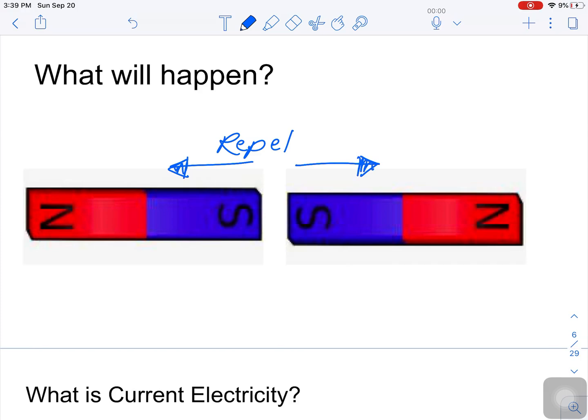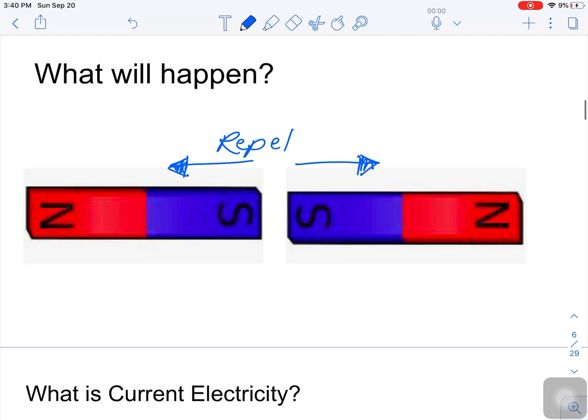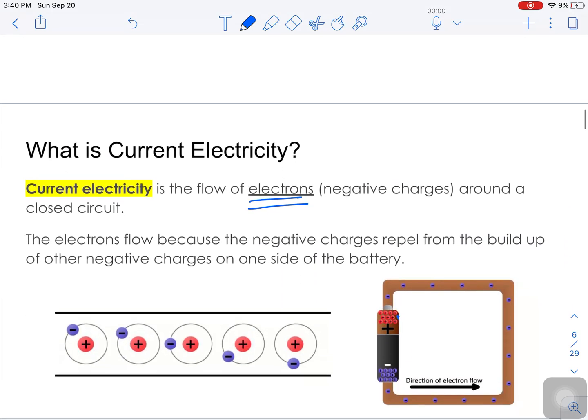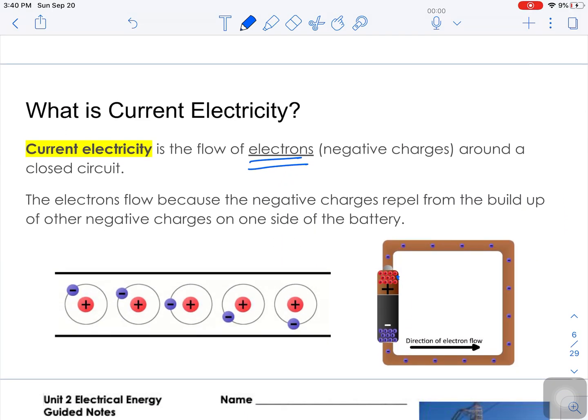And the same idea that we use when I'm playing with magnets, knowing that there are forces that are attracted to each other and forces that repel each other, that's what causes electricity to move through pathways. Now, when electricity actually moves, we call this current electricity. I bet you've heard of static electricity too. Static electricity is when we build up these electrons, but they just stay in one place. Current electricity is the flow, the movement, right? It's kinetic energy, so there's motion. The flow of electrons, negative charges, around a closed circuit.